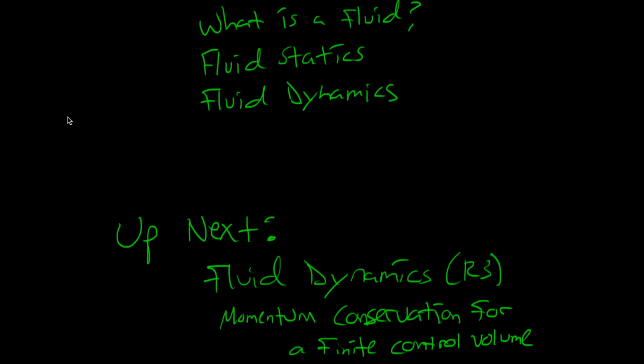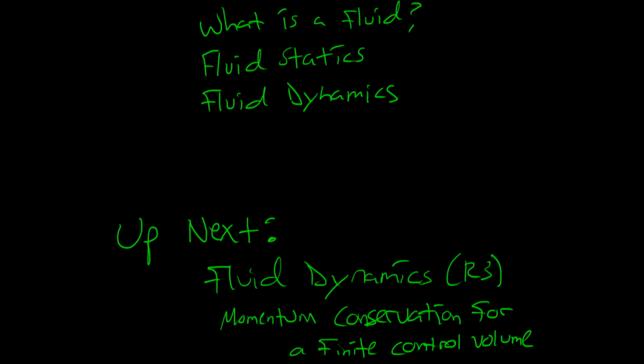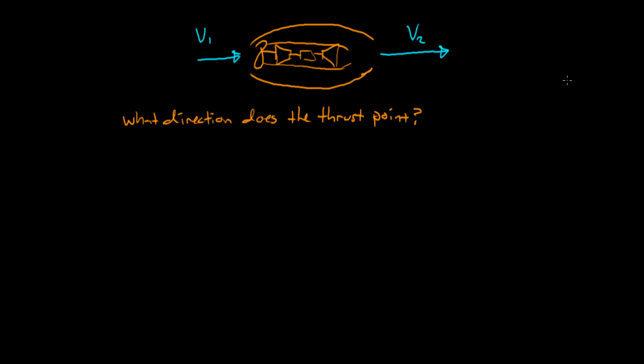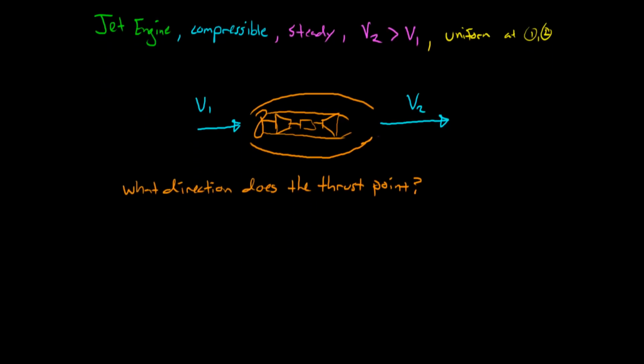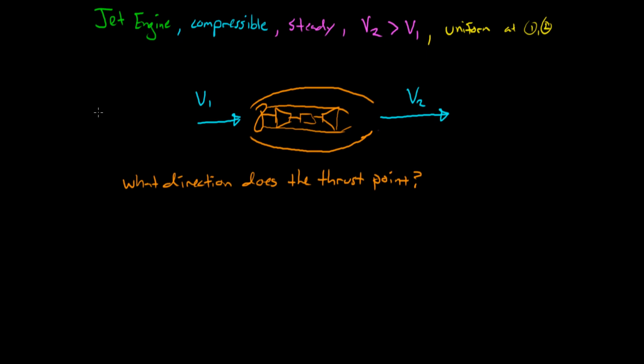Let's do an example of the conservation of momentum from my research area. So here we have a jet engine, and the flow is going to go in from the left here and out from the right, and the job of a jet engine is to speed up the air. So velocity 2 is bigger than velocity 1.